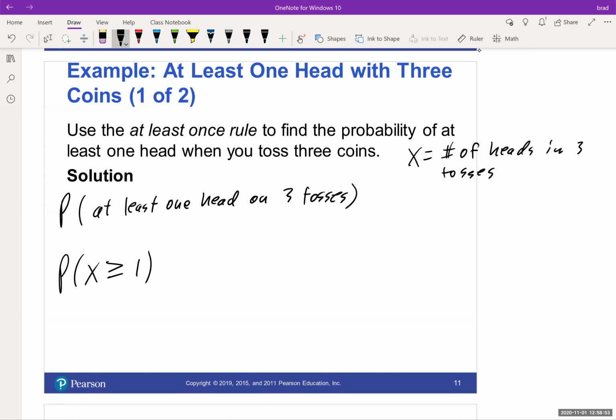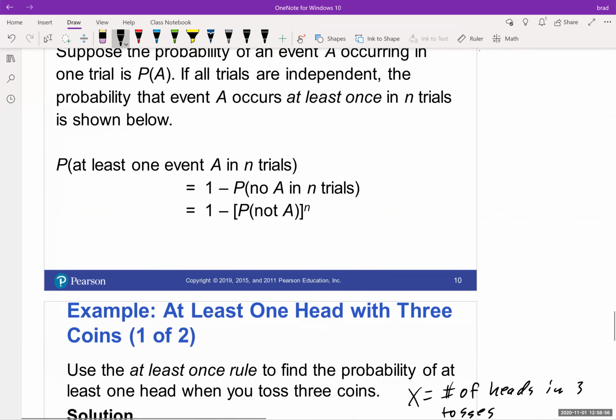Okay? So what they basically said with this rule up here is, forget about trying to find that because that's a little bit more advanced. When you do stuff like that, you have to think about all the different possible outcomes. There could be heads, tails, tails. There could be tails, heads, tails. There could be tails, tails, heads. Okay, so those three things, we would have to find all those probabilities.